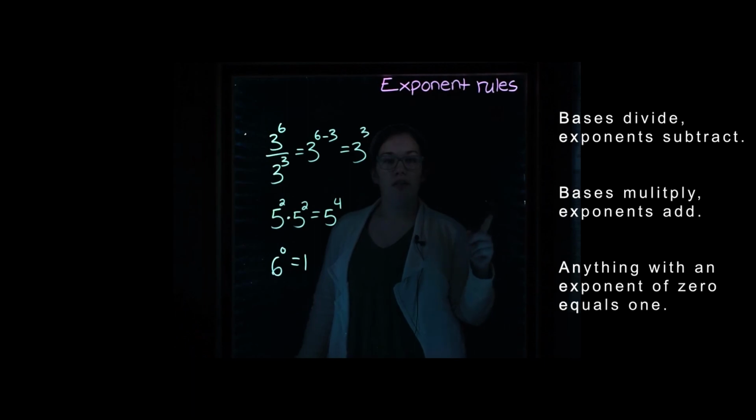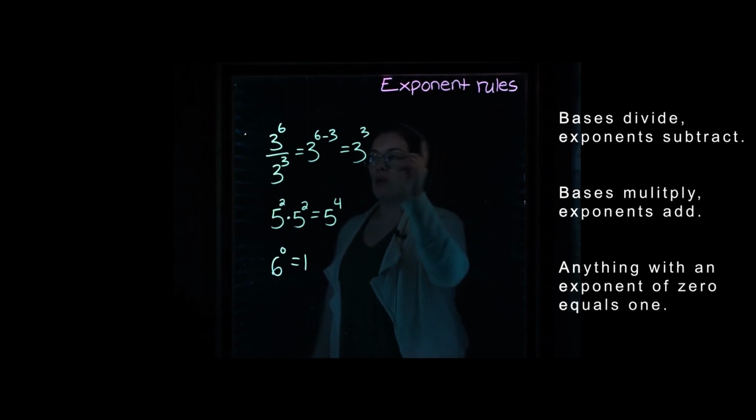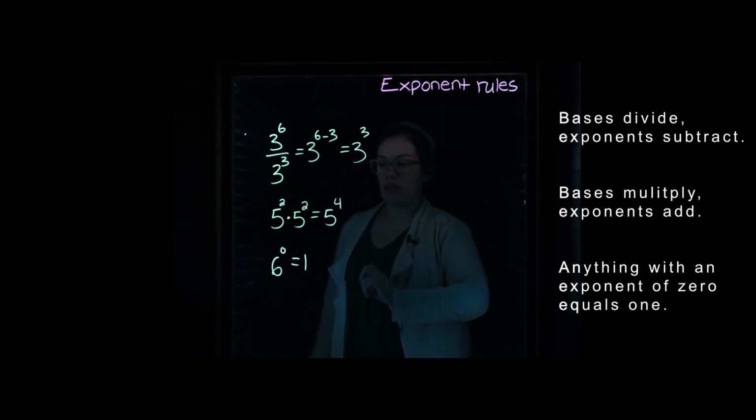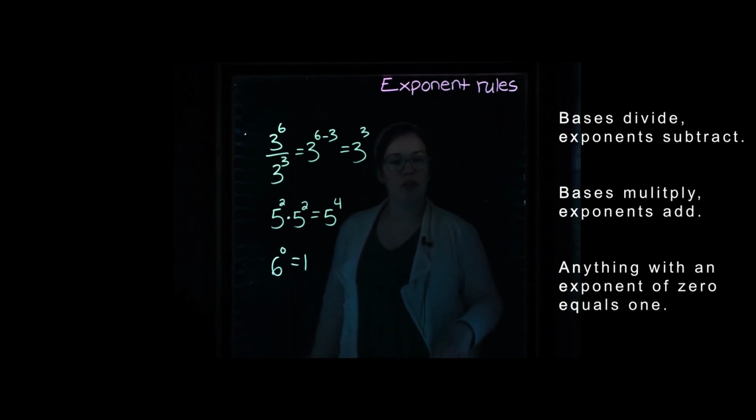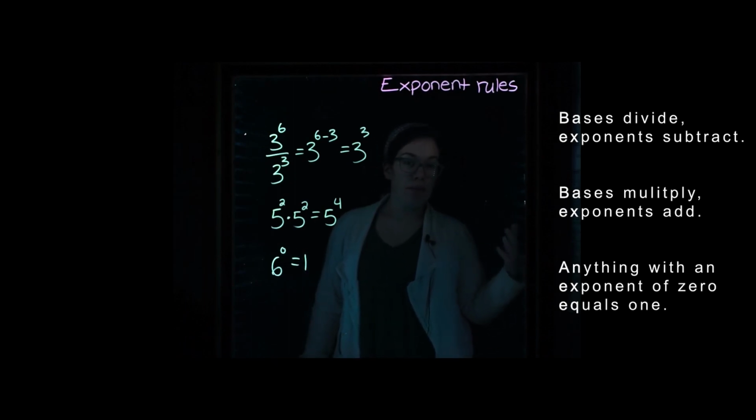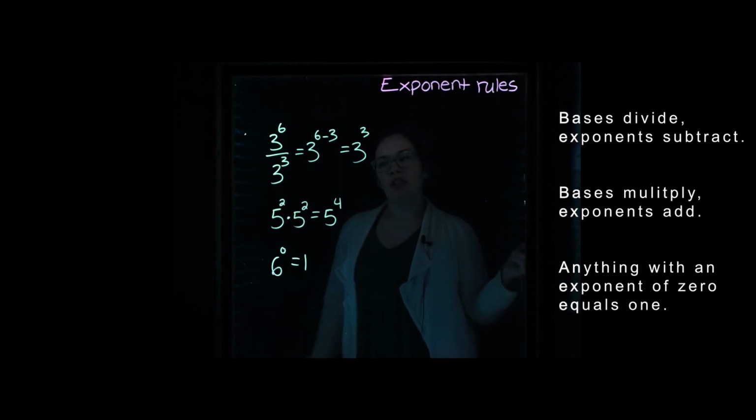Quick reminder of our exponent rules. When your bases are the same and they divide, subtract your exponents. When your bases are the same and they multiply, add your exponents. Anything with an exponent of 0 equals 1. Now, when you're simplifying a complicated problem, just remember these steps and you'll be good to go.